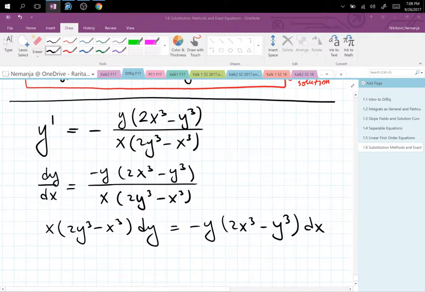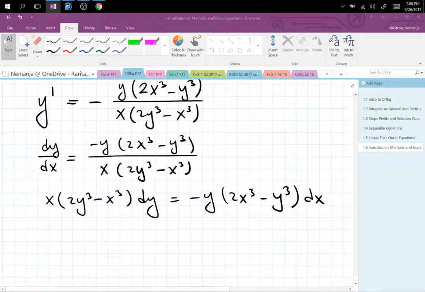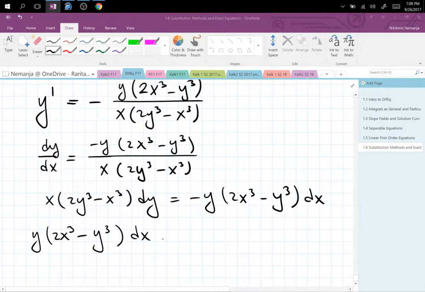And now I move this to the left, and you can see that the problem is in the form of an exact equation. Then FOIL the y and x.